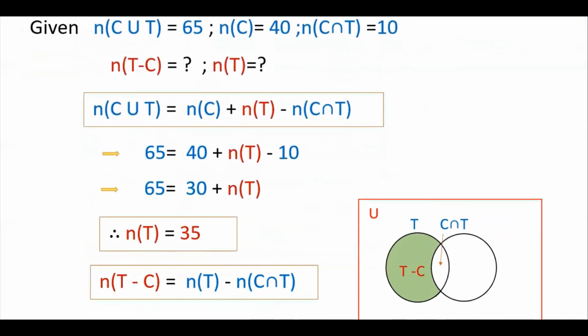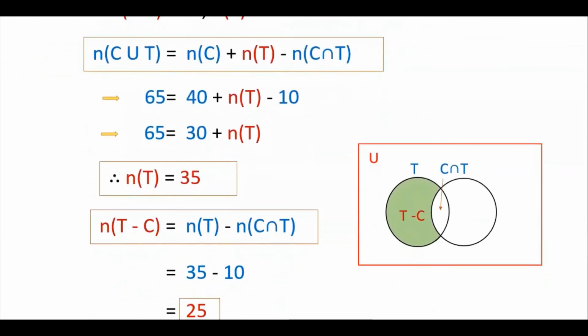And next one is N of T minus C. N of T minus C means you have to exclude from N of T these people, C people, cricket people from the tennis people. So N of T minus N of C intersection T. That means the common people you have to exclude. So that is 35 minus 10, that is equal to 25.